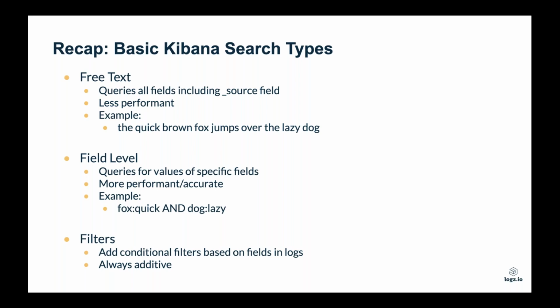Finally, we have filter-based searches. Filter-based searches are going to work very similarly to field level, except there is some functionality that you won't have, and we'll touch upon that when we get into the demonstration portion. Some of the most important things to know about filter-based searching is that it's always additive. So for instance, as you can see in fox quick and dog lazy, if we were to add another filter-based search on top of that, it would also be an explicit AND search operand, and therefore it would be additive and continuously filtered down.